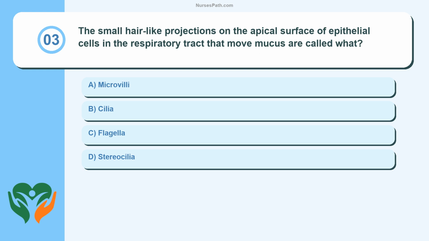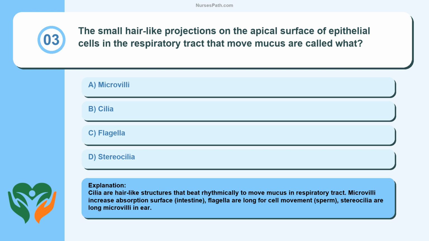Question 3. The small hair-like projections on the apical surface of epithelial cells in the respiratory tract that move mucus are called what? Microvilli, cilia, flagella, stereocilia. Cilia are hair-like structures that beat rhythmically to move mucus in the respiratory tract. Microvilli increase absorption surface, intestine. Flagella are long for cell movement, sperm. Stereocilia are long microvilli in the ear.